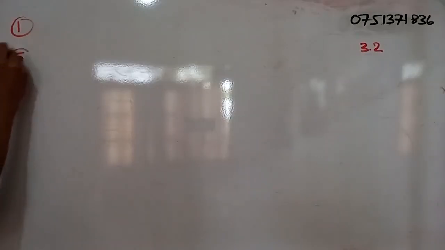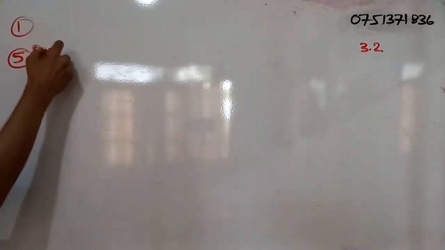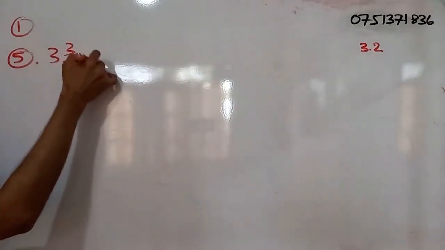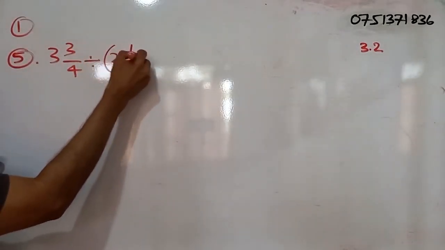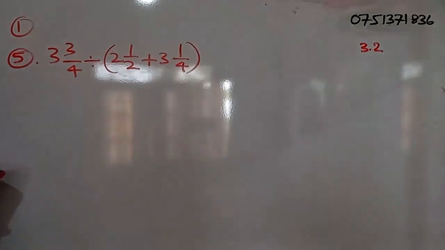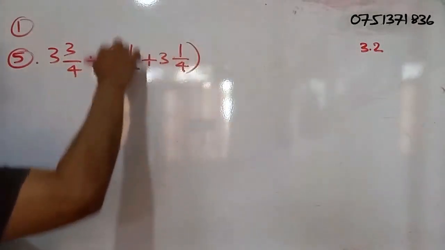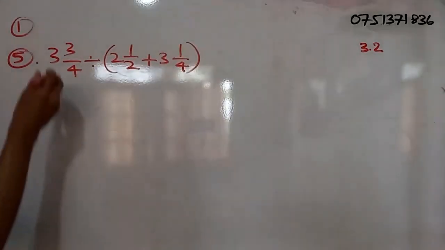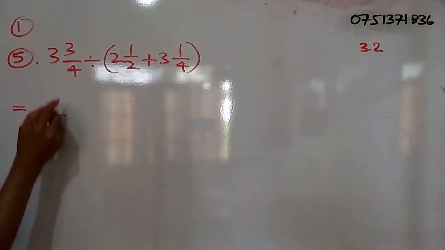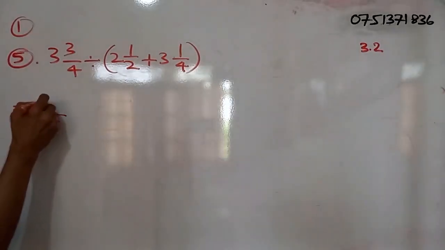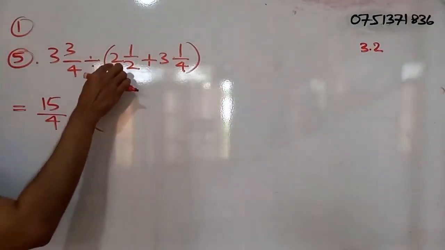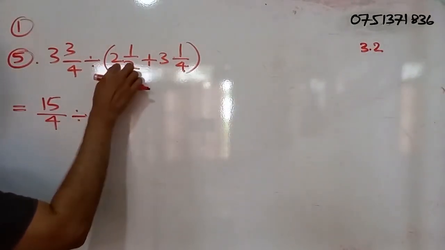Right, part 5. So we have 3 and 3 by 4, divide by 2.5 plus 3 and a quarter. Right, so we have to do whatever is inside the brackets first, right? And also we can convert this into what? An improper fraction. So the denominator will be 4. 4 times 3, that is 12. Add another 3, it becomes 15. Divide by, so here I can separately add these two what?